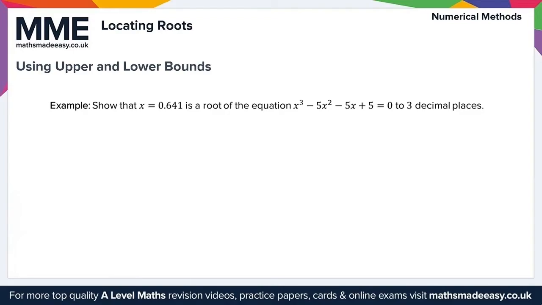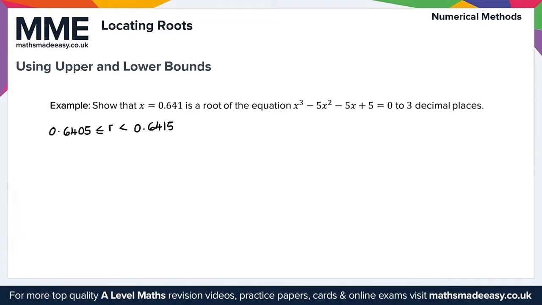So in this example here, we just simply want to show that x equals 0.641 is a root of this equation to 3 decimal places. Well, the first thing we can note here is if x equals 0.641 is a root of the equation to 3 decimal places, then the exact root r must lie in the upper and lower bounds. Okay, so in that case, our interval here is going to be 0.6405, and our upper bound here will be 0.6415 there. Okay, and the reason for this is because all values in this interval round to our approximate root of 0.641 to 3 decimal places.